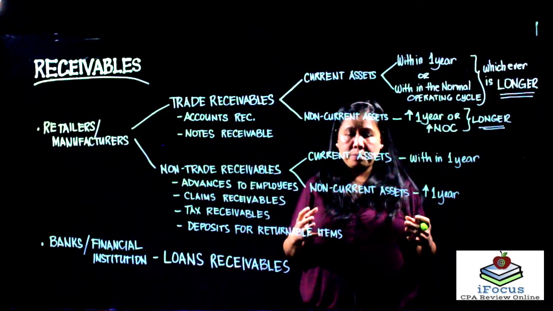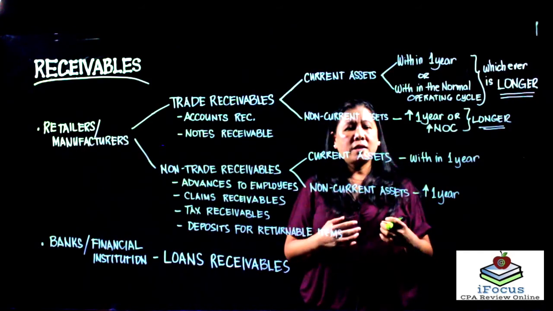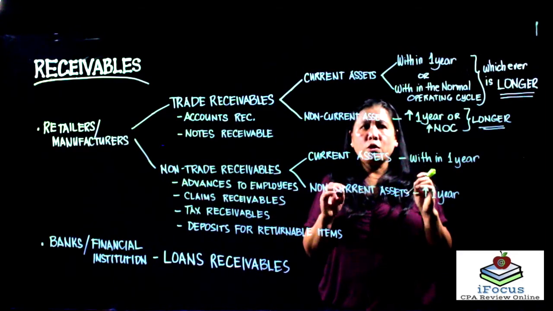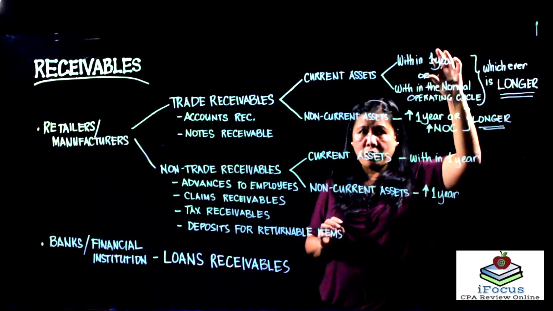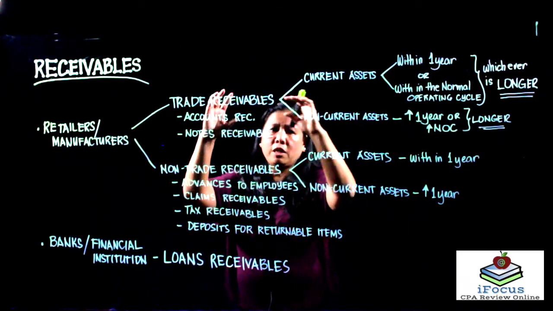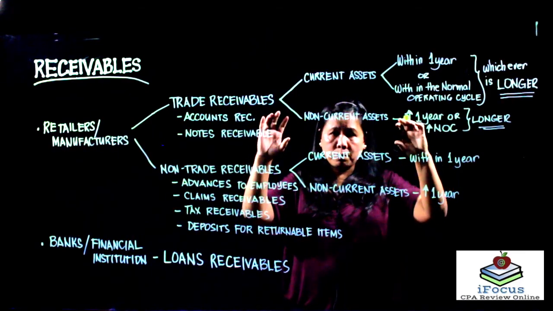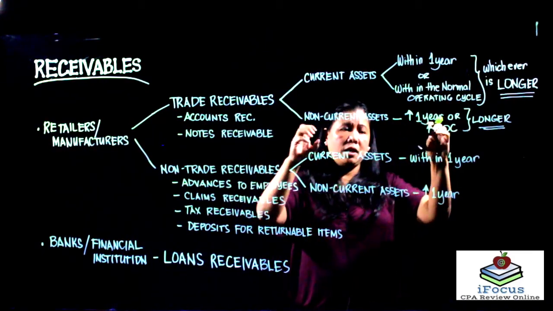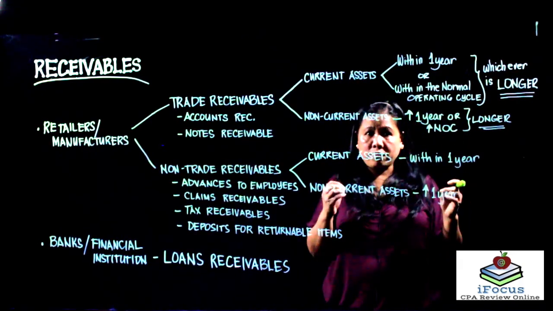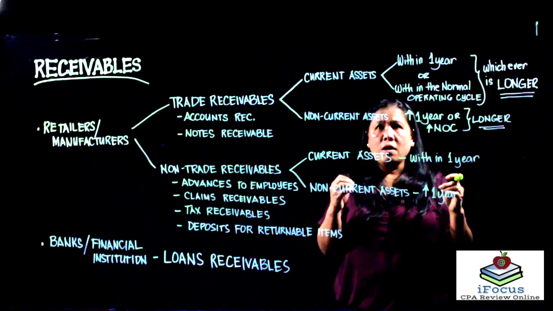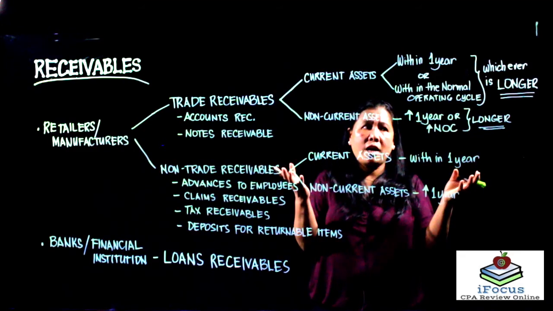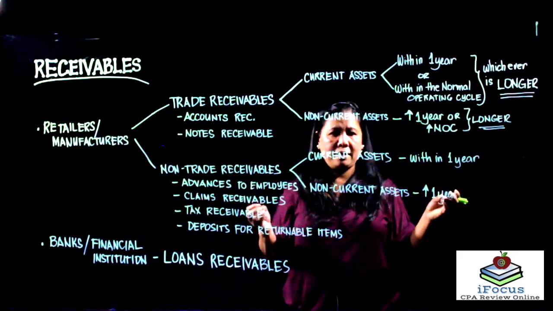If the problem in your actual exam doesn't specify the normal operating cycle, then we assume the operating cycle is 1 year. Now, we classify a trade receivable as non-current assets if the collectibility of the receivable is beyond 1 year or beyond the normal operating cycle, whichever is longer. Or if we cannot classify it as a current asset, then we classify it as a non-current asset.